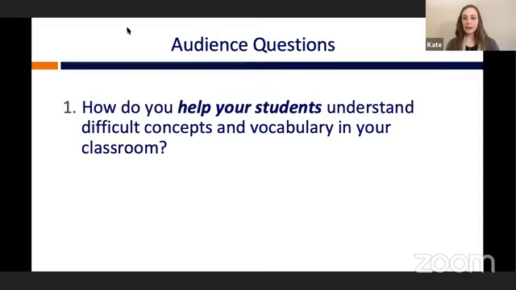Let's see, using realia. Osgur says helping with visuals. Kenjay says pictures. Gustavo says drawings and body language. Amina says sometimes she uses the first language. Pat says using images and examples. So great, wonderful responses, everybody. These are all great things, right? We support our students in many ways.